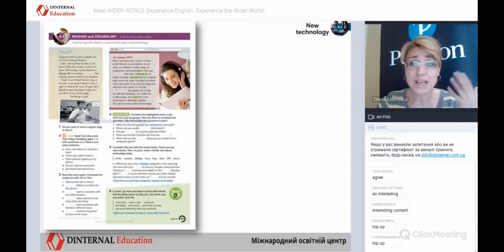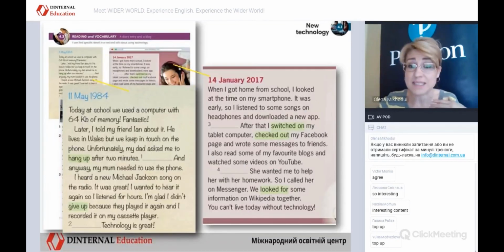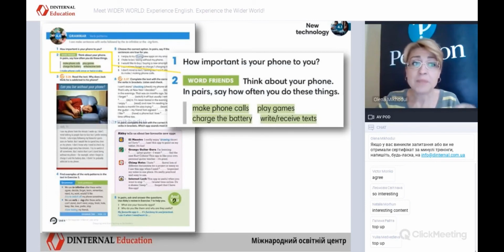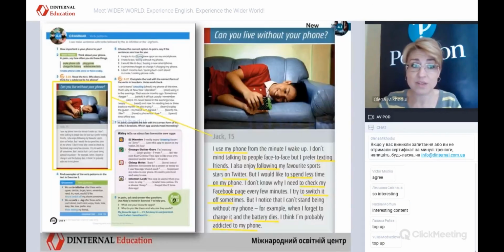Okay, so we continue, dwelling on the same topic of new technology. We turn the page, again, reading lesson. Some phrases are highlighted. Switch on tablet. Check out Facebook page. Look for information on Wikipedia. We turn the page, another grammar lesson, more word friends, more nice phrases.